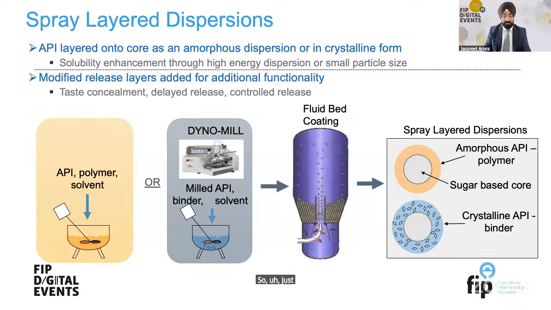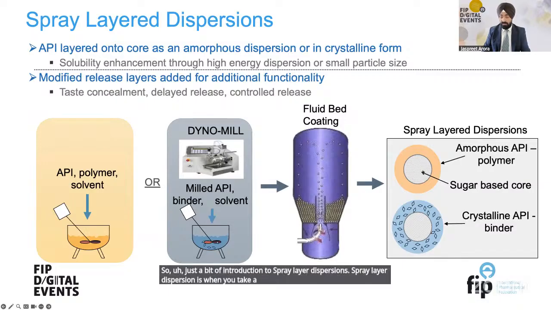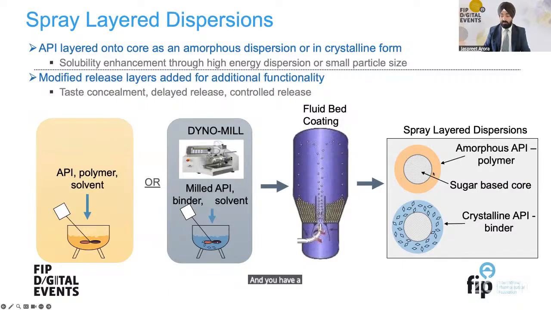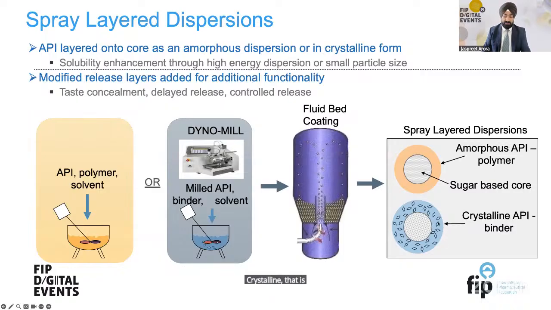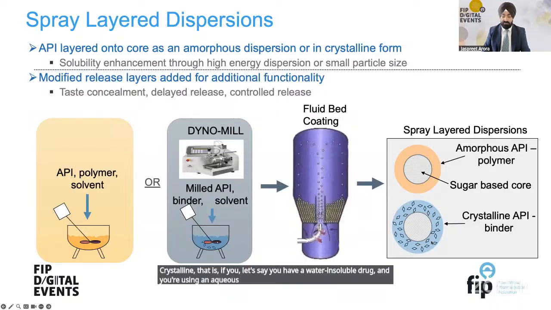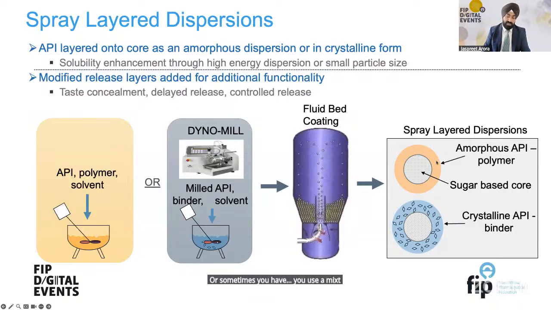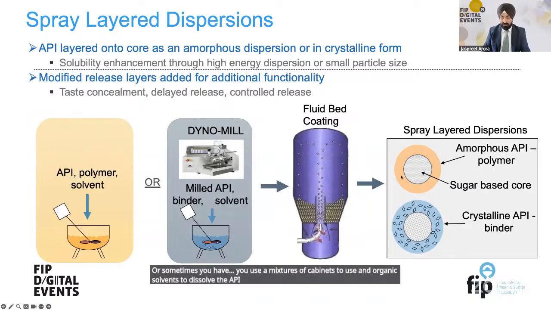So just a bit of introduction to spray layer dispersions. Spray layer dispersion is when you take a sugar-based core and you have a layer of polymer. Now, this polymer can have drug in it, which can be crystalline, that is, let's say you have a water insoluble drug and you're using an aqueous solution, you can have the crystalline form. Or sometimes you use a mixture of aqueous and organic solvents to dissolve the API to layer the amorphous form of the drug onto these beads.